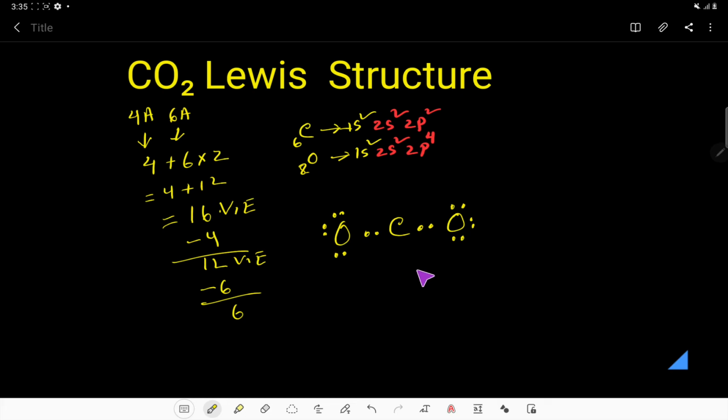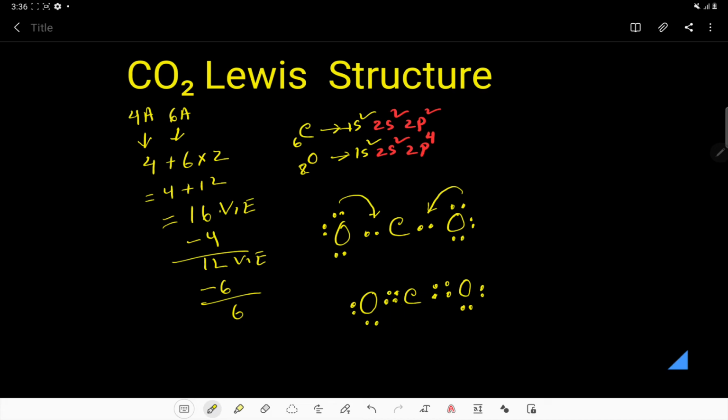So to fulfill the octet of carbon, let us move the lone pair electrons or unshared electrons as shared electrons. These are shared, these are unshared, and we have to take unshared electrons as shared electrons equally from both oxygens, right? So basically we are now getting this structure.